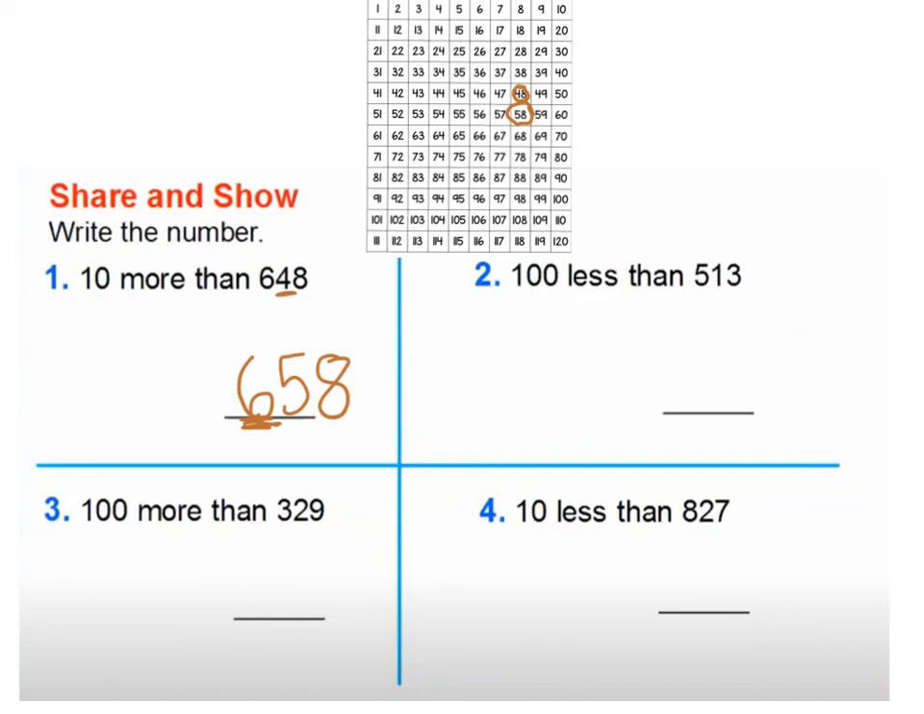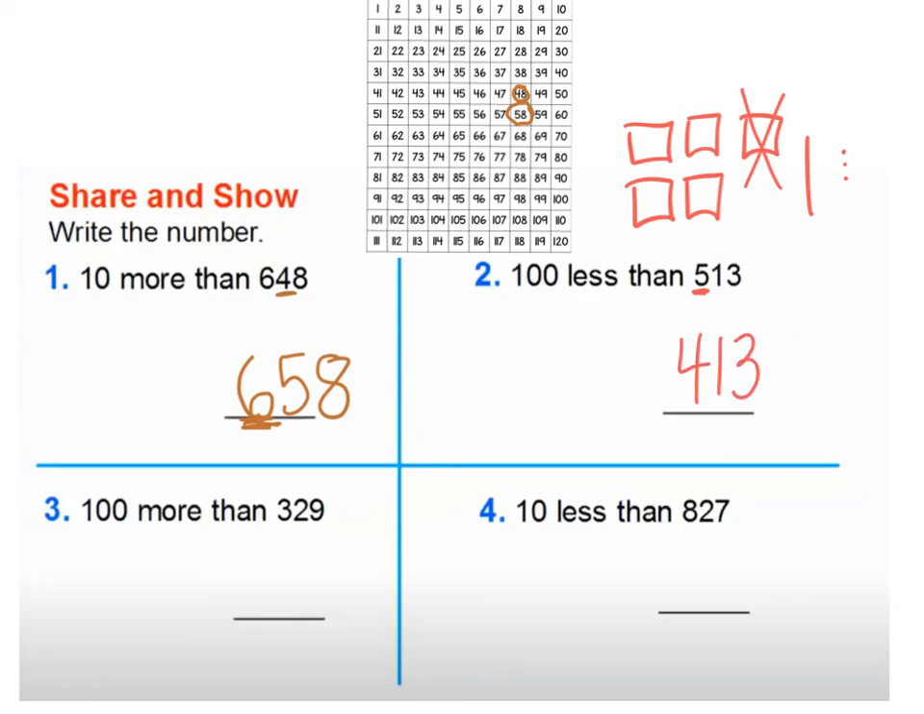Number 2, 100 less than 513. Which place is going to change? Our hundreds place. We want to count back, take 100 away. So in this picture, I have 513, but I'm going to take away 100. How much do I have left? 413. It's 100 less.